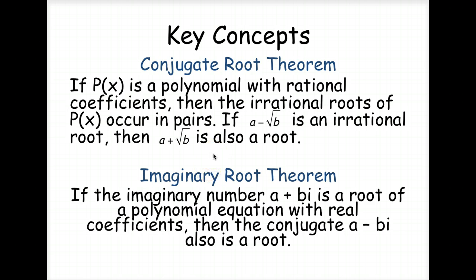The conjugate root theorem: if p of x is a polynomial with rational coefficients, then the irrational roots of p of x occur in pairs. So in other words, if one of your solutions is a minus the square root of b, then it's also going to have a solution of a plus the square root of b. The imaginary root theorem is similar. If you end up with a plus bi, then you're also going to have a minus bi as a root. So the conjugates will also be a root of your polynomial.